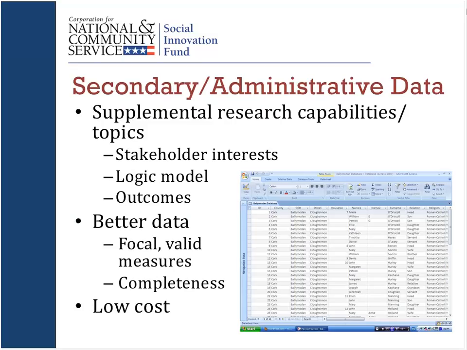Peter, in case you can't see the chat, Monica Hayden asks, what do you mean measures, like surveys? It could be a subset of questions on a survey.